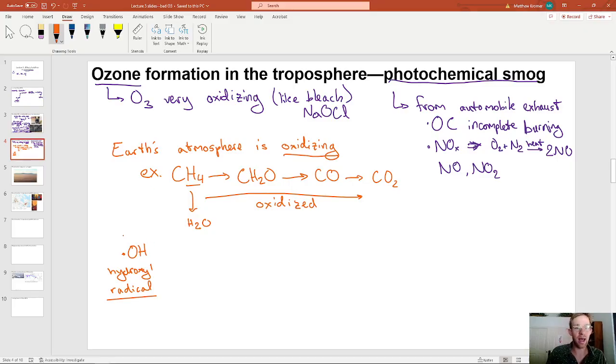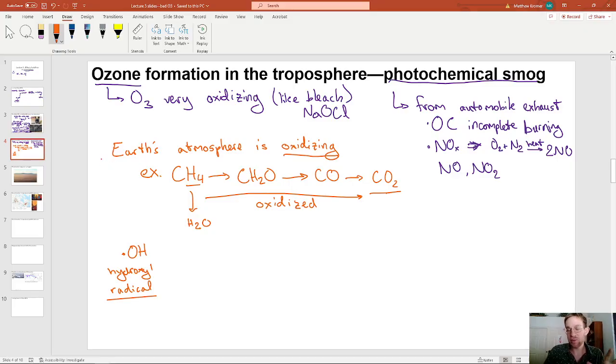But this hydroxyl radical is the thing that will react with molecules and oxidize them, or at least it will start their oxidation process. So something like methane, for instance, CH4. If you release methane into the atmosphere, it slowly reacts with hydroxyl radical, which ultimately converts it all the way to CO2, which, by the way, is the most oxidized form of carbon and is a very stable molecule. So really what the Earth's atmosphere is doing is taking this molecule of methane and converting it to a more stable form, okay?